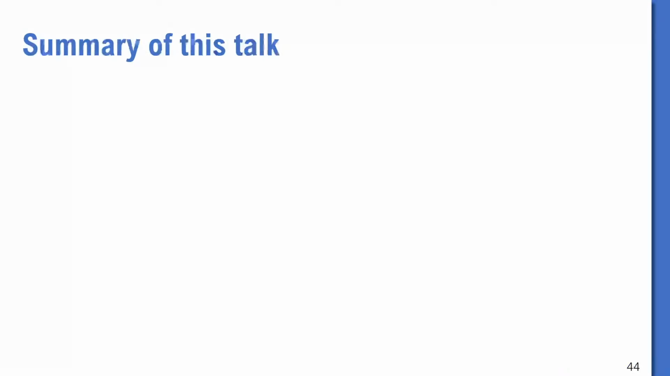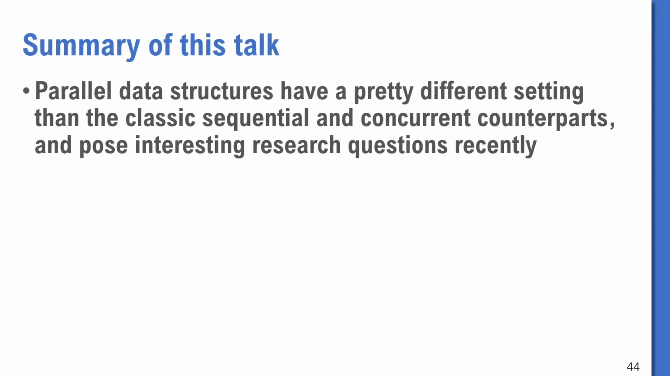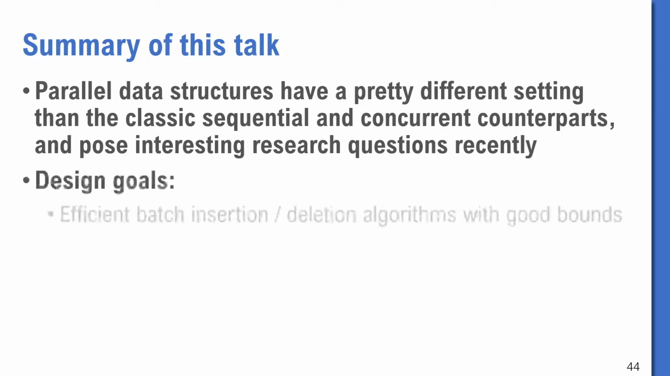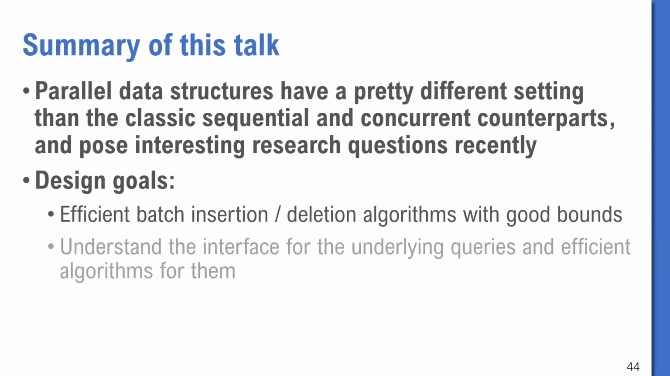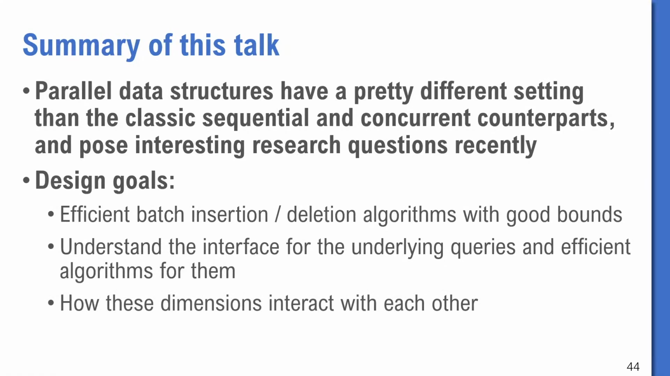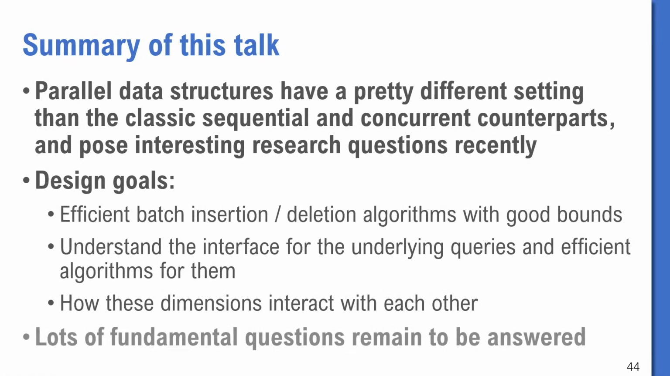So, summary for today's talk, we talk about parallel data structures. This is a very, I believe, interesting direction. There are a lot of interesting works already, different from the classic and concurrent setting. Design goals: efficient construction and efficient updates. And of course, at the same time, sometimes you need to rethink the interface design, and sometimes the two dimensions can interact. And a lot of interesting questions remain to be answered.